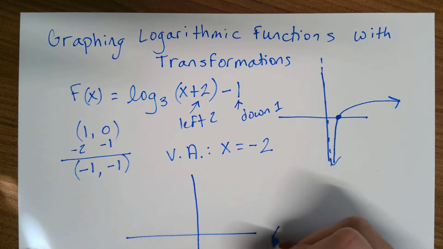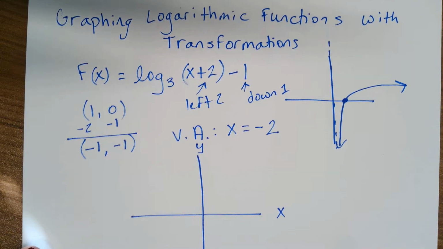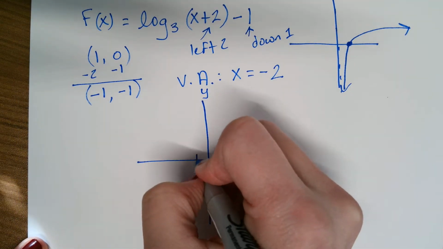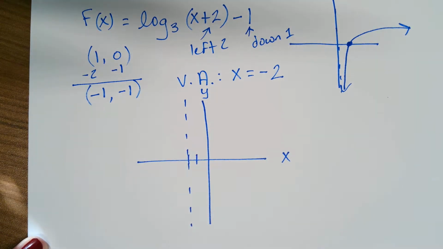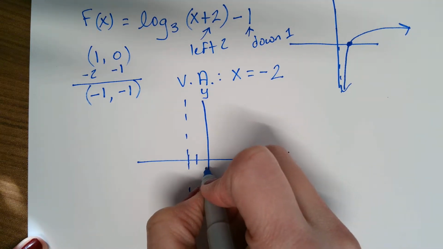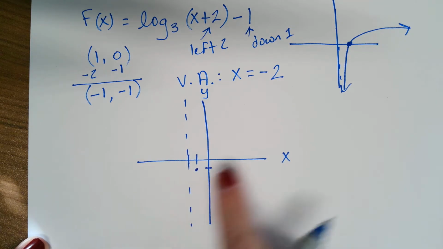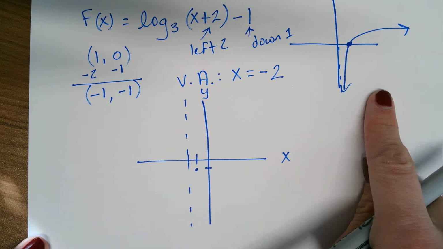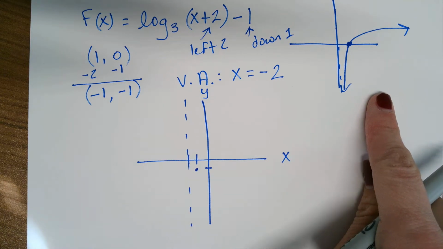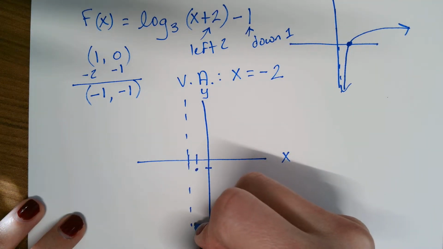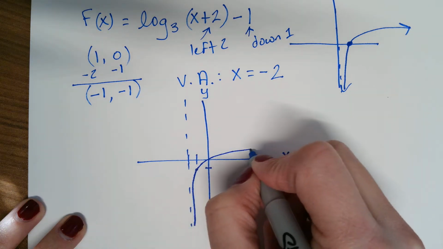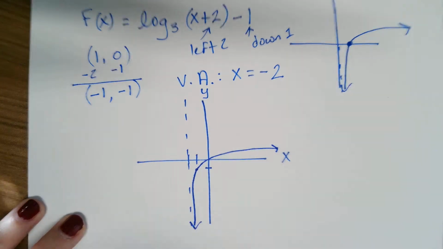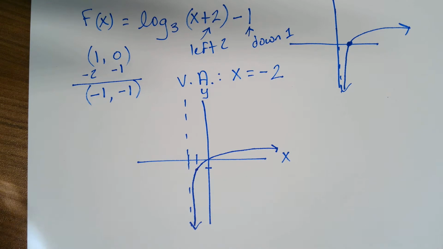I know my vertical asymptote is at x equals negative 2. I have a point at (negative 1, negative 1). And it should still take on the same shape as the parent function, because again, we didn't reflect it over any of the axes. So I'm going to get, again, a rough sketch. Something like that. And there's my graph of log base 3 of (x plus 2) minus 1.